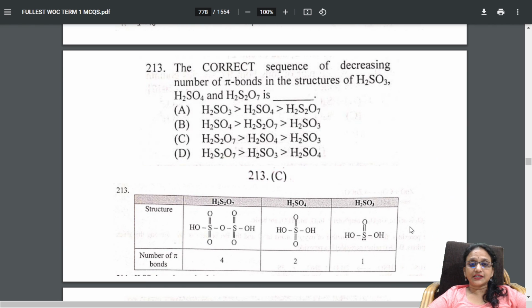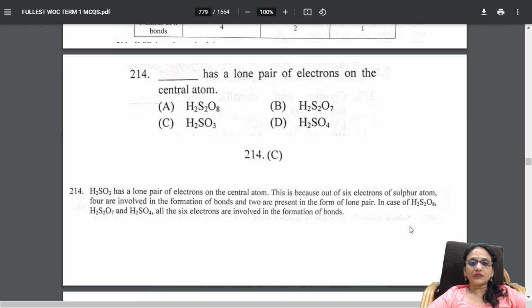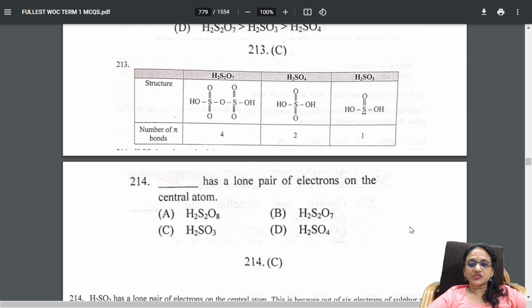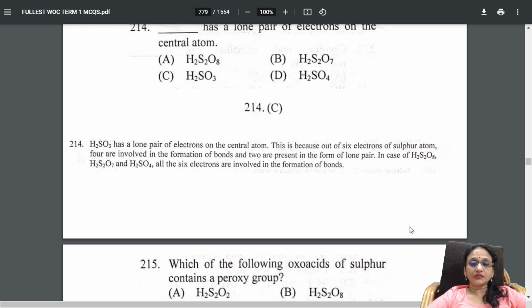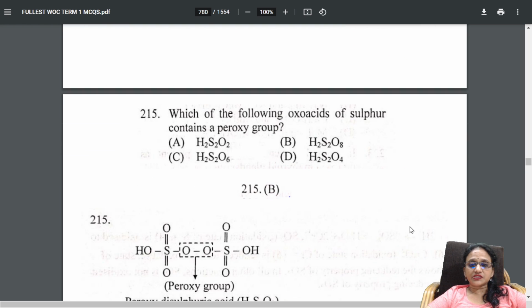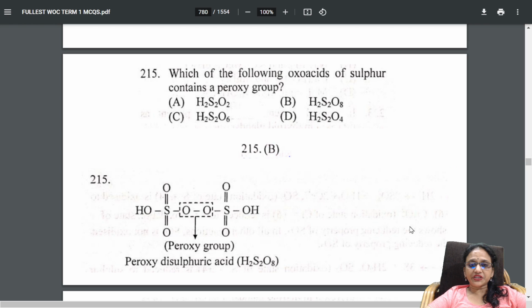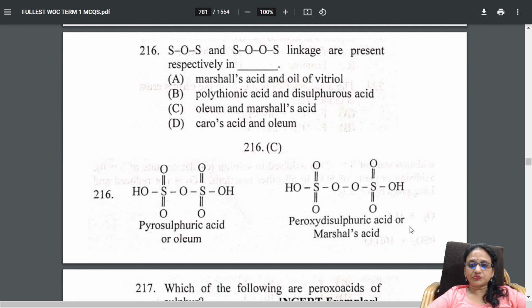Okay. Right. So these are the questions of your oxoacids of sulfur. See how they're asking the earlier question. See, they're asking you structure, number of pi bonds also. Okay. So carefully go through the question. These are the questions. Okay. All right. Oxoacids of sulfur, peroxy group is where? Oxoacids of sulfur.